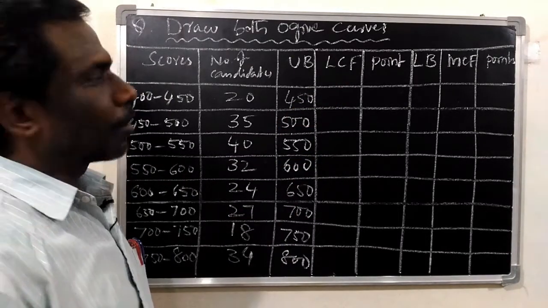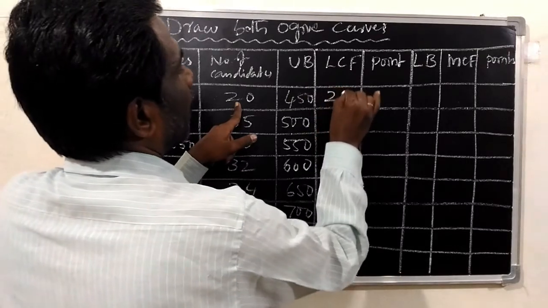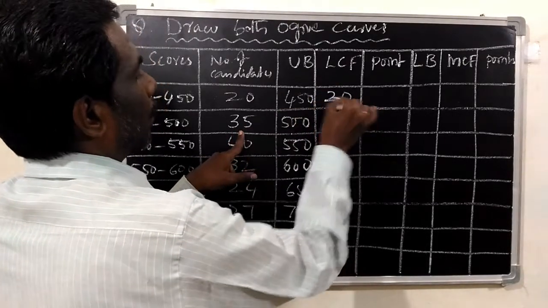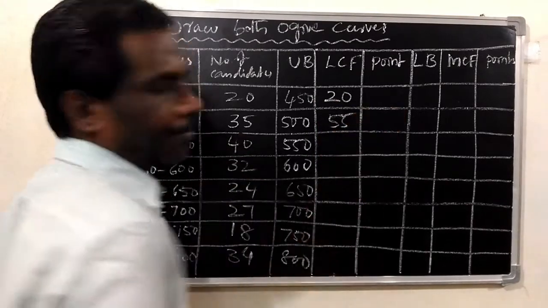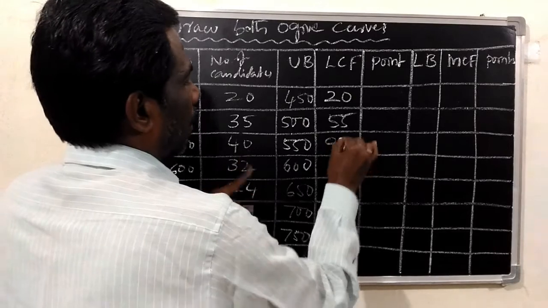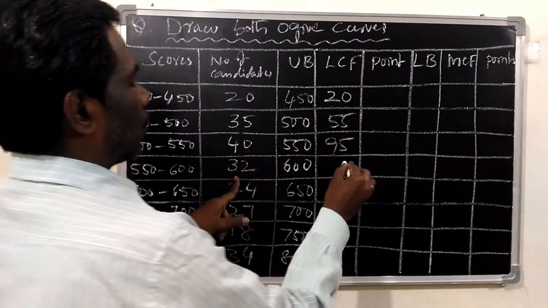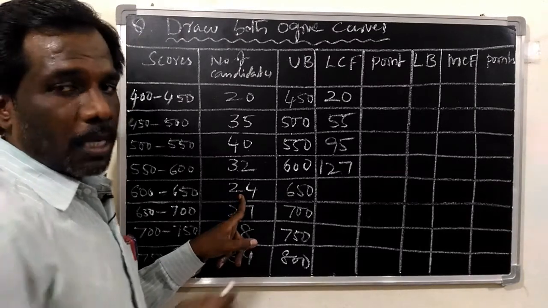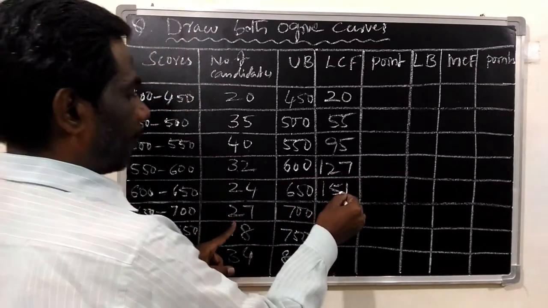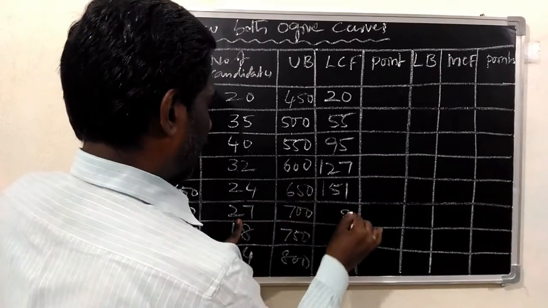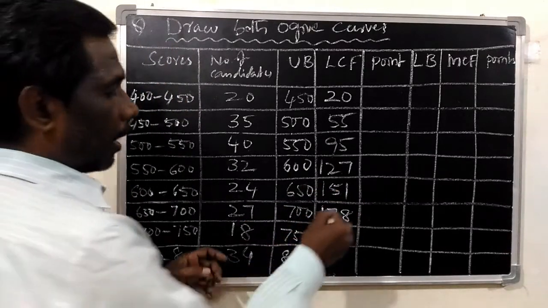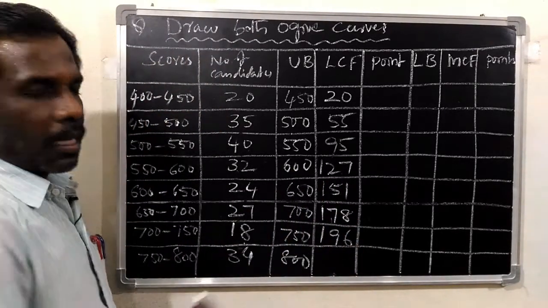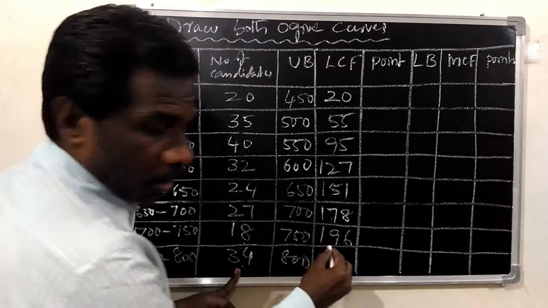Next we write the less than cumulative frequency. For this, write the first frequency as it is, and next we add 20 with the next frequency value 35. 20 plus 35 is 55. 55 plus 40 is 95. 95 plus 32 is 127. 127 plus 24 is 151. 151 plus 27 is 178. 178 plus 18 is 196. Again 196 plus 34, we get 230.